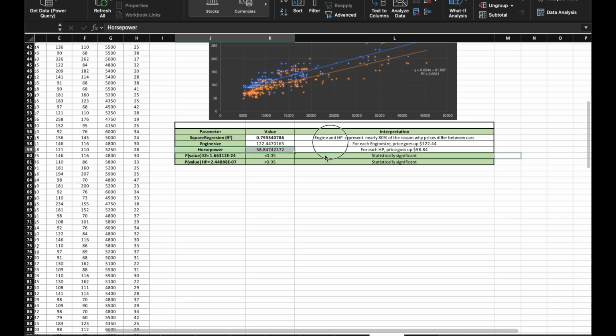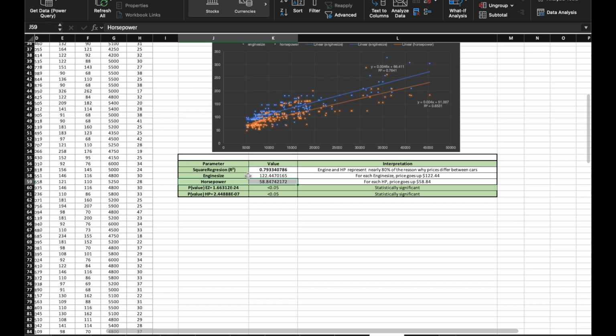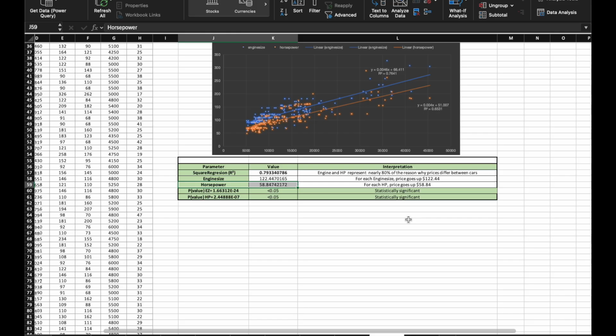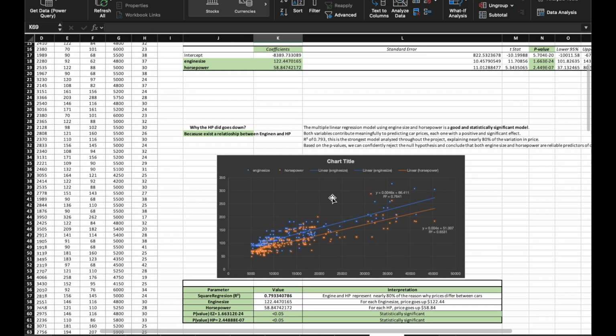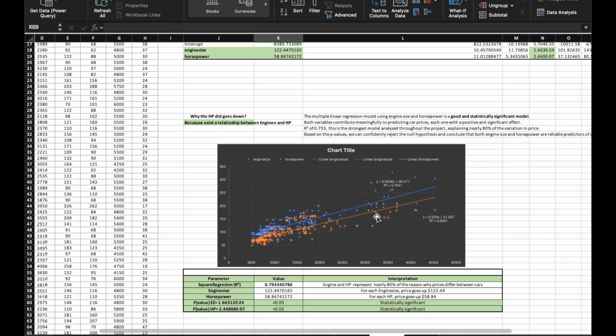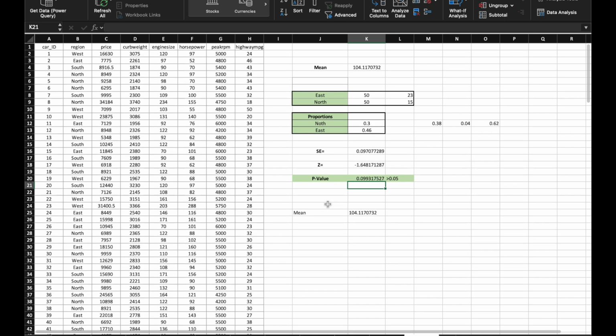Also the p-values, we can observe that both are statistically significant because the p-value is below 0.05. So basically both variables are significant and together explain almost 80% of the variation, and this is the most relevant result.